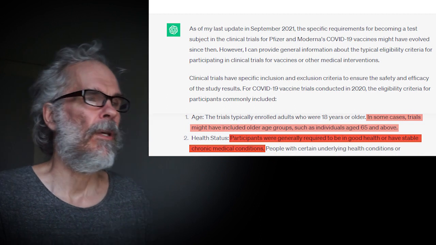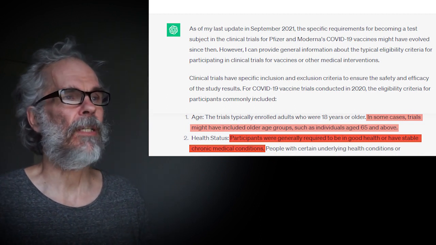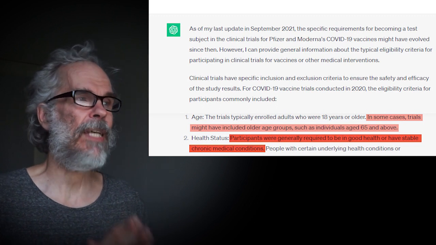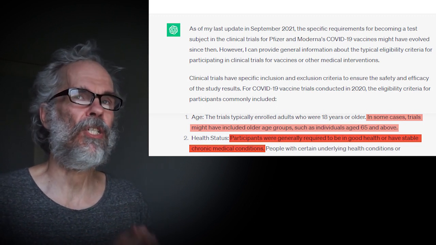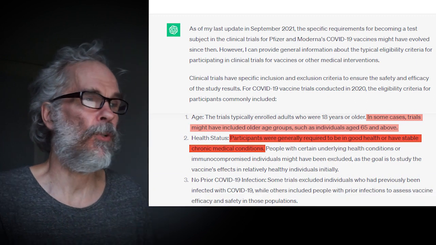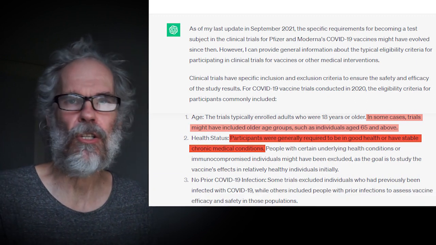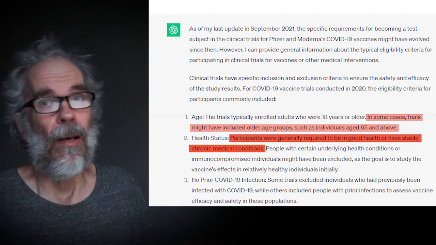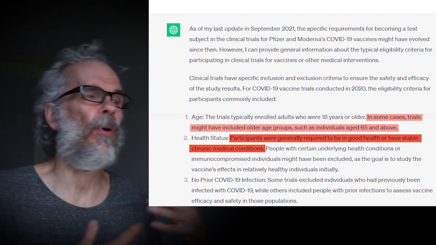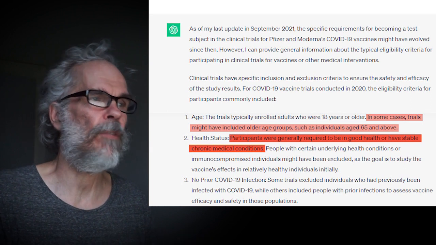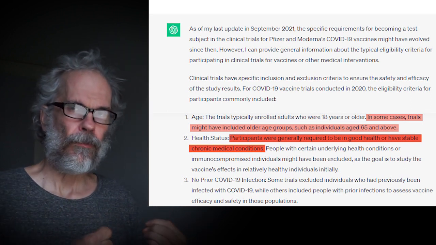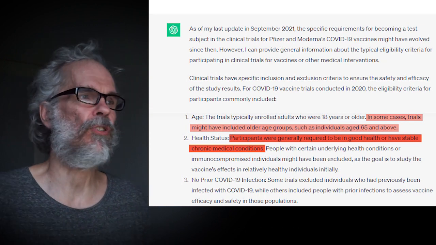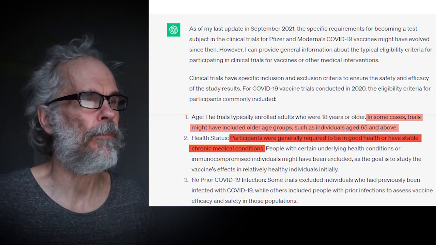Second point, participants were generally required to be in good health or have stable chronic medical conditions. Third point, no prior COVID-19 infection. That is not such a big deal, but most likely a prior COVID-19 infection also would increase the risk of adverse reactions rather than decrease them.